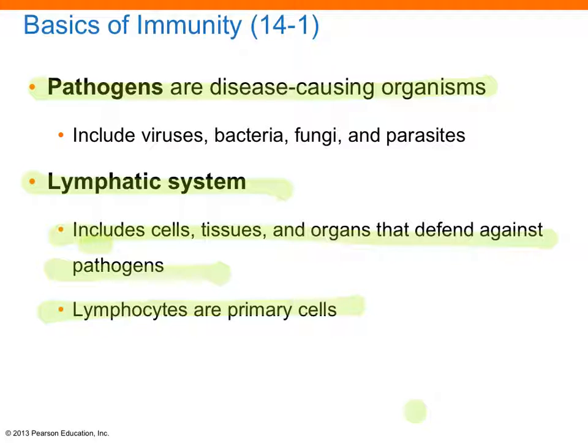Now let's begin with the basics of immunity. Pathogens are any disease-causing agent or disease-causing organisms. They include fungi, bacteria, viruses, and parasites. The lymphatic system includes cells, tissues, and organs that defend against pathogens. Lymphocytes are the primary cells. Know that, that's a test question.